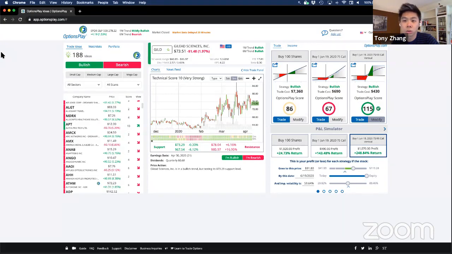Enrique asks, could you sell the vertical anytime before expiration? Great question. Yes. Whenever you buy a vertical spread, whenever you buy or sell any option, you can always close it before expiration. It doesn't matter what strategy you're trading, whether you're buying or selling, you can always close an options trade before expiration.